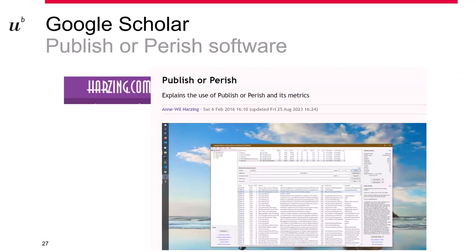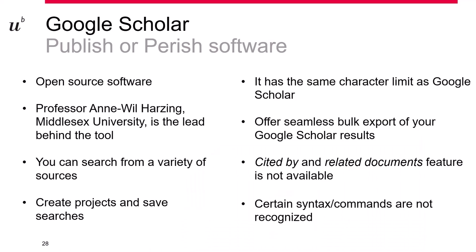As far as additional tools to enhance your experience, if you are doing a systematic review and you know that you're going to have to do bulk importing, there is software that you can use. This is the Publish or Perish software. It's open source, led by Anne-Wil Harzing, who is the lead behind this tool. You can search from a variety of sources, create projects, and save your searches. And it does have the same character limit as if you were searching directly on Google Scholar.